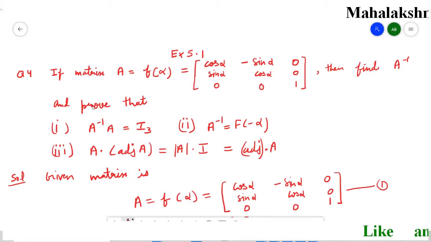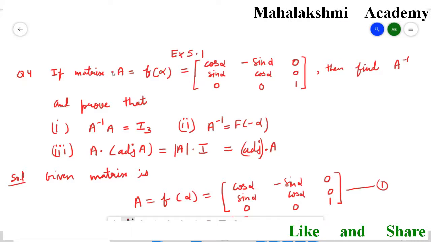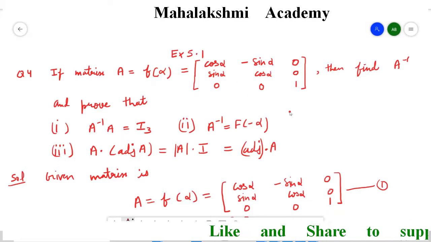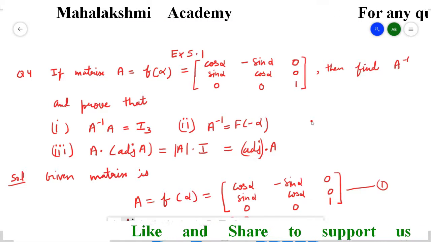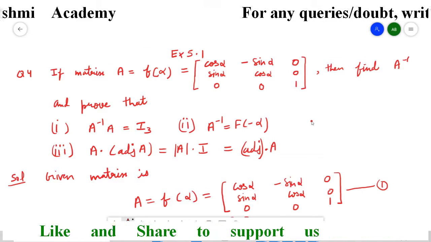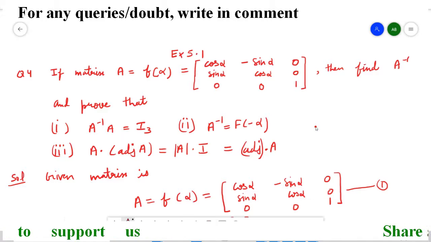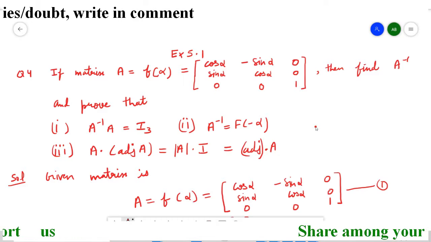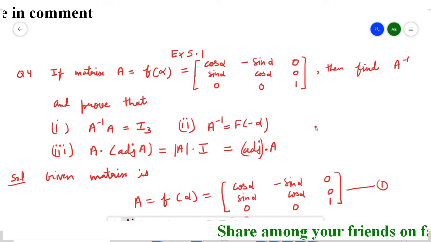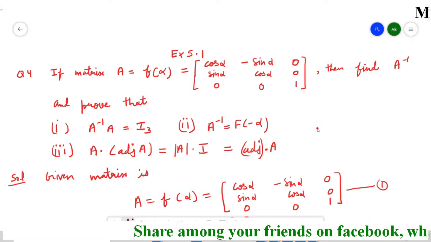Hello everyone, I am going to explain question number 4 from exercise 5.1. There is a confusion about whether this question is included or excluded in the revised syllabus. Since there is a confusion, I suggest that you all just do it. It's not so tough. In this we only need three concepts.